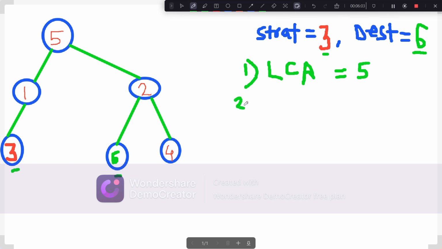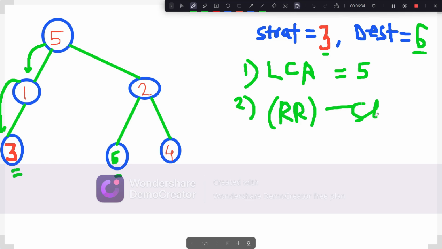Now number 2, from this LCA we have to find the path to both start and destination. So let's take the start first. We will find from here. So from 5 we have to go to the right side of it, so 1 R would be there. Then we have to again go to the right direction, so this is also R. So this is our path to start, R R. Now we will go to the path for the destination.